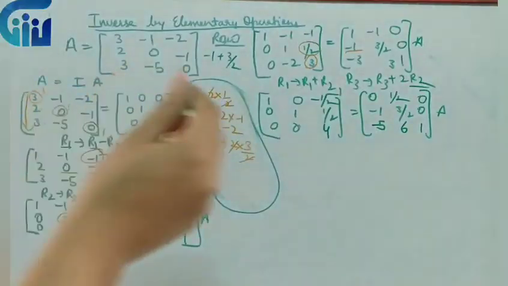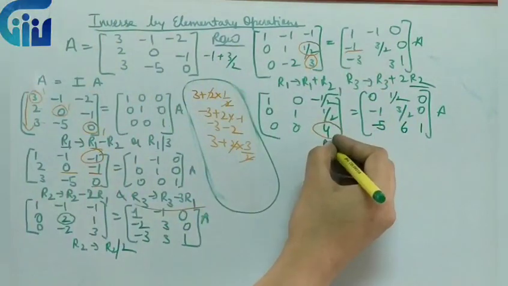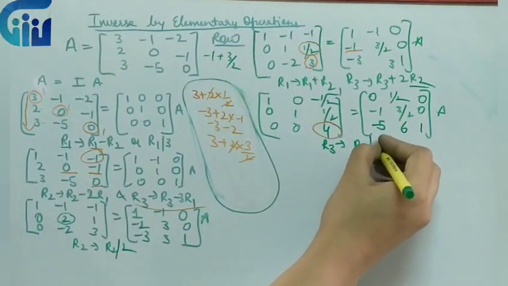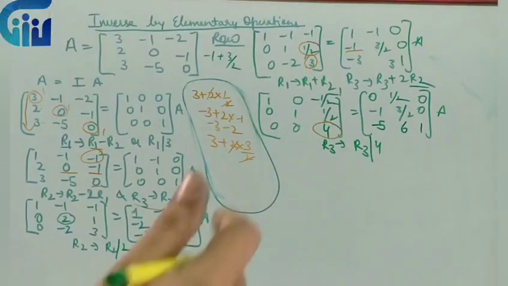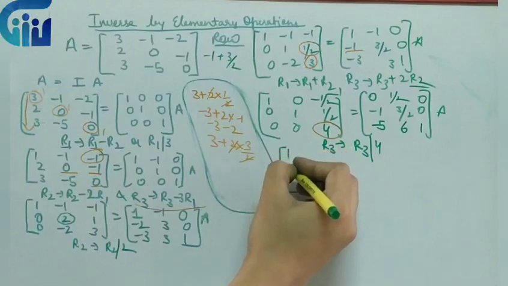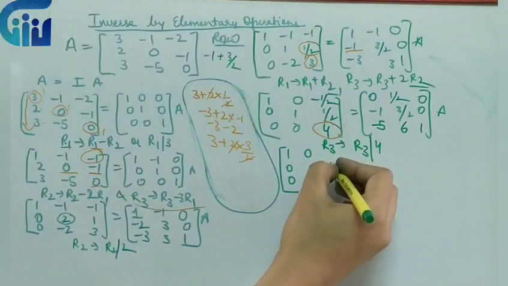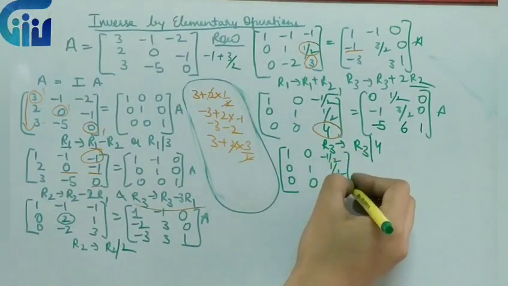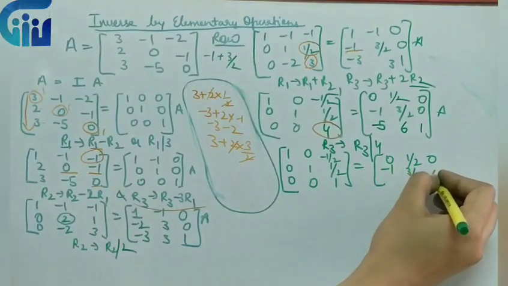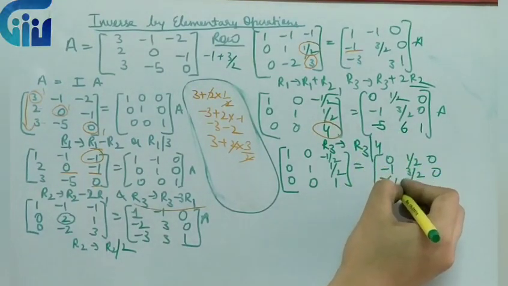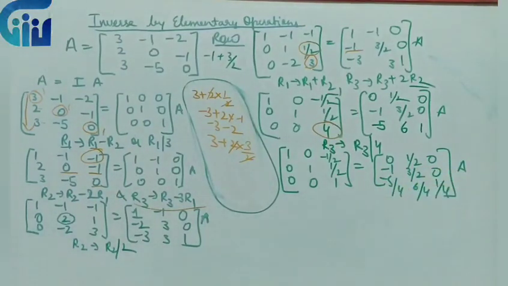Now again, what is the next step? To make this as 1. To make anything as 1, we have to divide that particular thing by that particular constant. So R3 will be divided by 4. Once I divide R3 by 4, the rest of the things will be the same because the change is only in R3. So let's quickly write the rest. If I divide by 4, this will be minus 5 by 4, 6 by 4, 1 by 4, and this is A over there.